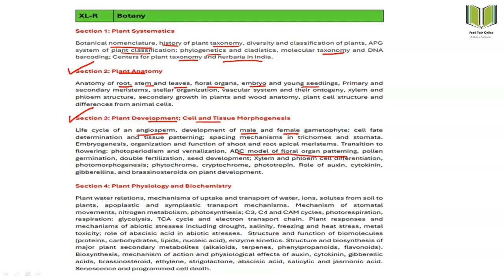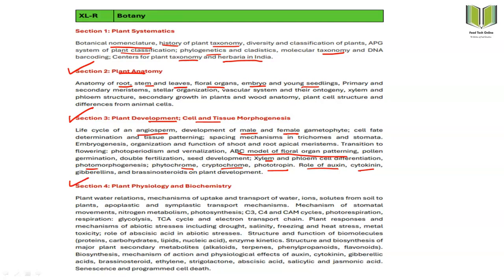the angiosperms are the fully fledged flowers that have the fully developed type of reproductive system, and pollination, through pollination the pollen grains are transported through the various types of pollination that we have been seeing. Then what do you mean by double fertilization, seed development, xylem, phloem, cell differentiation, photomorphogenesis, phytochrome, cryptochrome, phototropin, role of auxin, cytokinin, meaning we will be seeing what all the plant hormones are.